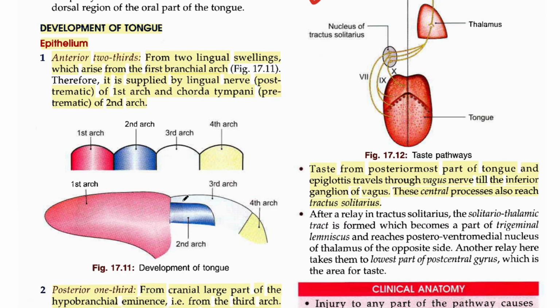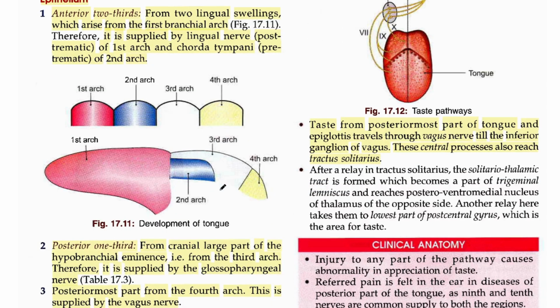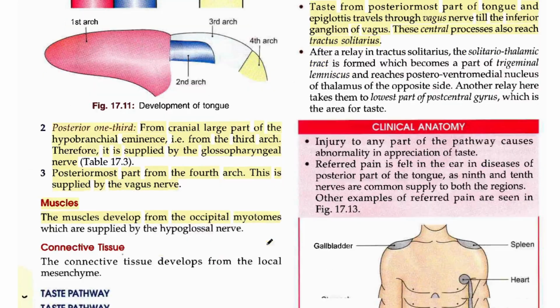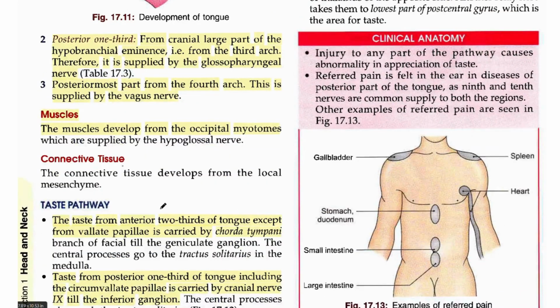In your MCQs they ask you, which arch does not help in the development of the tongue? Now anterior two-third is from the first arch, posterior one-third is from the third arch and the posterior most is from the fourth arch. And then we move on to the muscles. The muscles of the tongue develop from the occipital myotome. They ask you in your MCQ, the muscles of the tongue develop from where? Occipital myotomes.